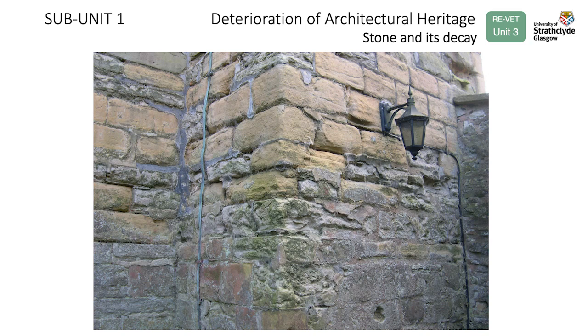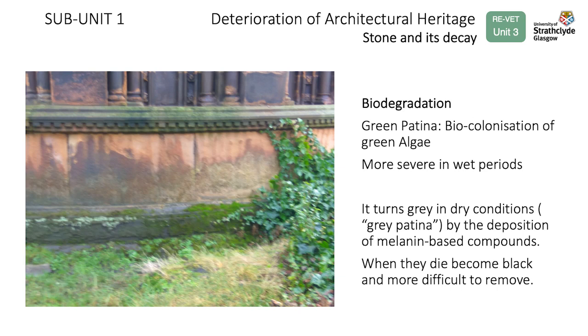Concerning biodegradation, we have, for example, the biocolonization of green algae. The growth of green algae creates a green patina, more severe in wet periods and locations, turning gray in dry conditions. This gray patina is due to the adaptation of the microorganisms to these severe conditions by the deposition of melanin-based compounds. When they die, they become black and more difficult to remove.